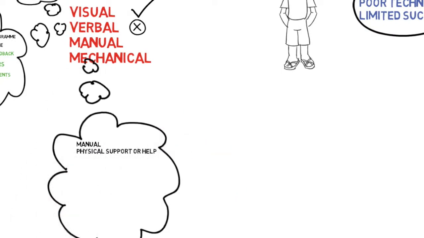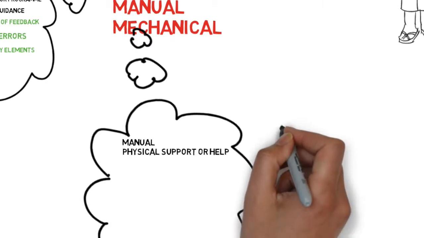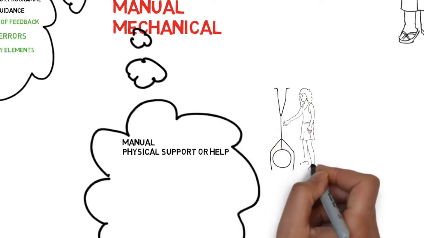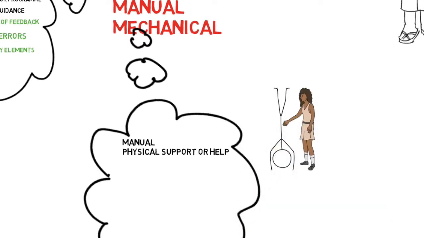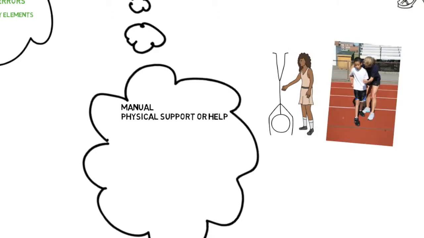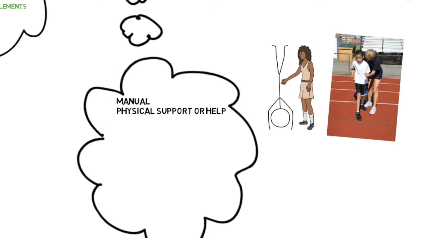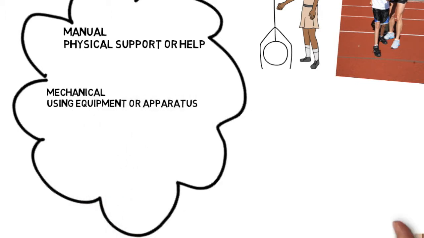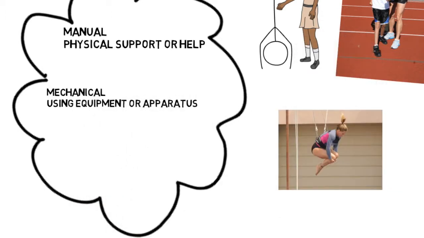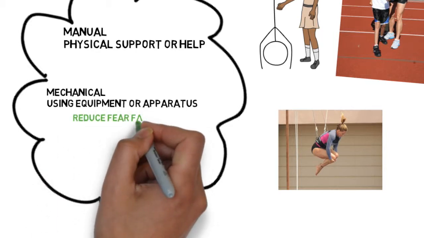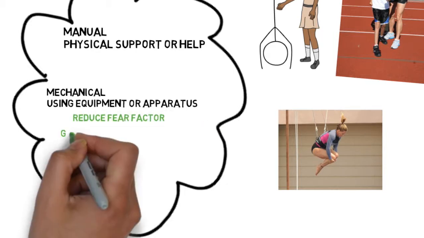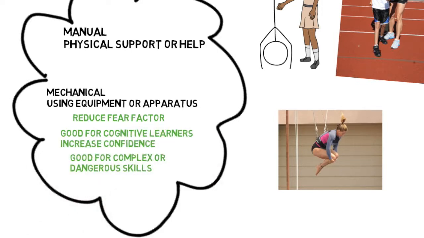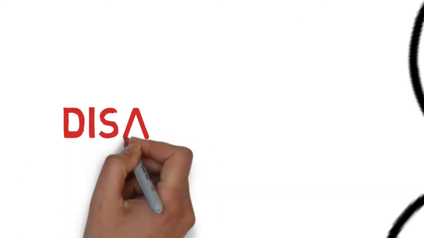So let's look at manual and mechanical. So manual is about you literally putting somebody into the particular position that you need to develop that skill. So I'm sure we can all think of gymnastics when we've had to help somebody do a headstand or a handstand, or it might be about the rotation of arms in relation to a running technique, whatever it is. And this is closely linked with the mechanical, where we use a piece of equipment or apparatus, and we have the example here of the waistband for the trampoline. And that reduces that fear factor, and it's good for cognitive learners because it increases their confidence. It's good for complex or dangerous skills as well.